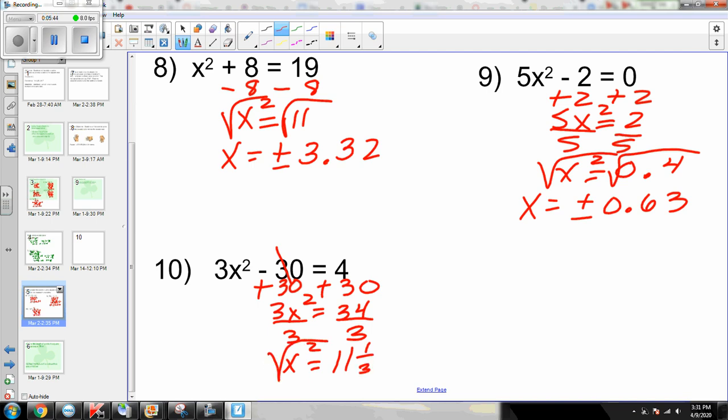Then you're taking the square root of both sides. I'm going to round to the hundredths place when I take the square root of both sides. I should get a positive and negative 3.37 when using the calculator.